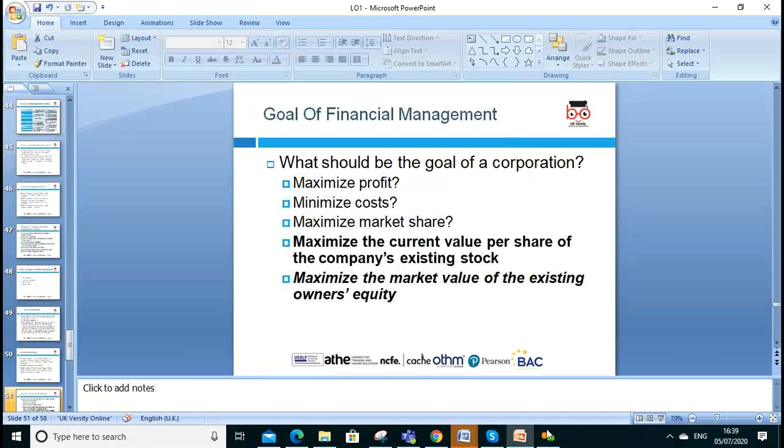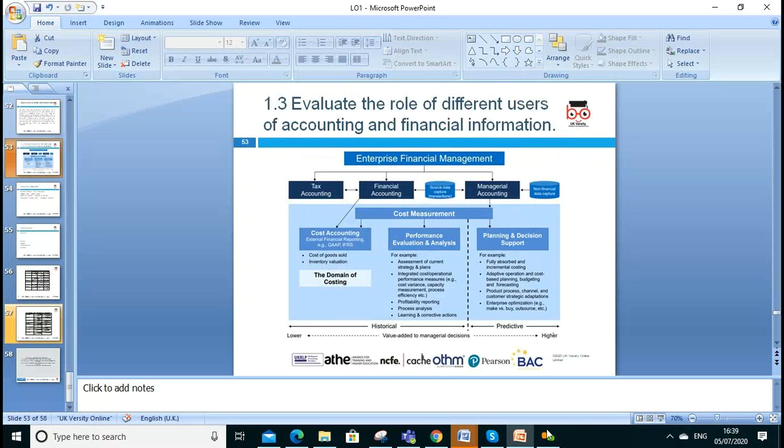Okay, the goal of financial management is always to maximize profit, minimize cost, and maximize market share. That's all we can look at. Any questions? No? Okay, this is all about management accounting and its benefits.